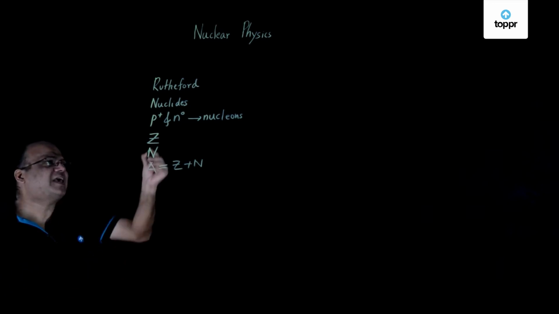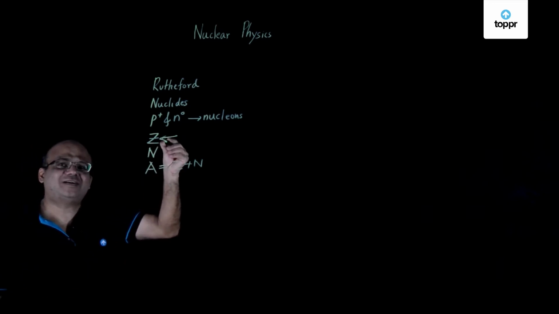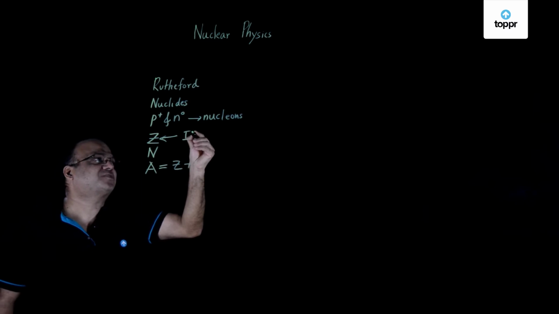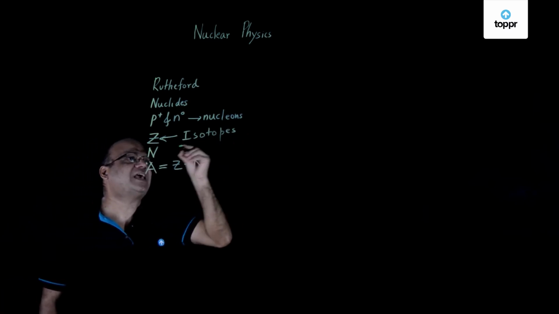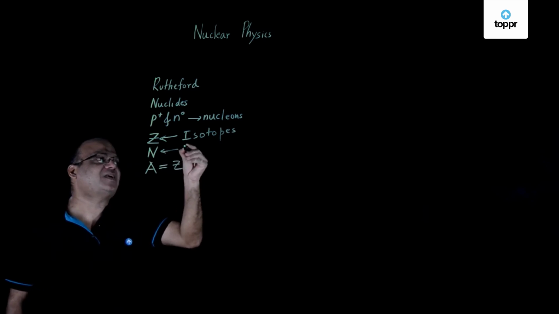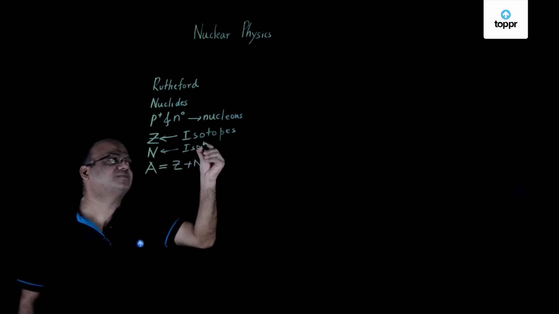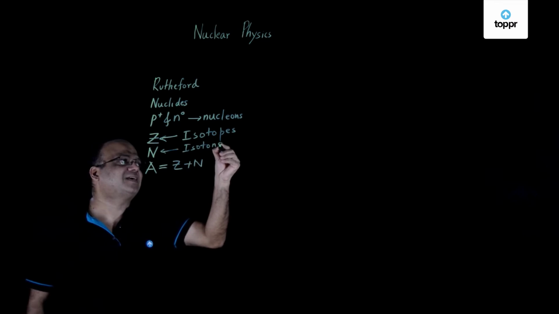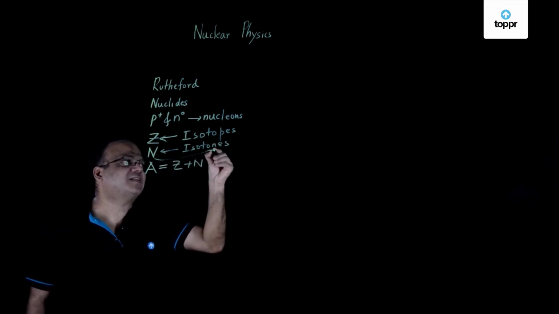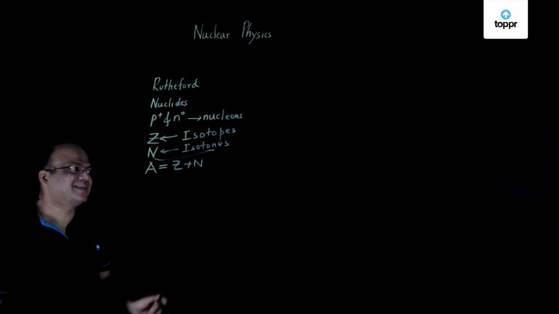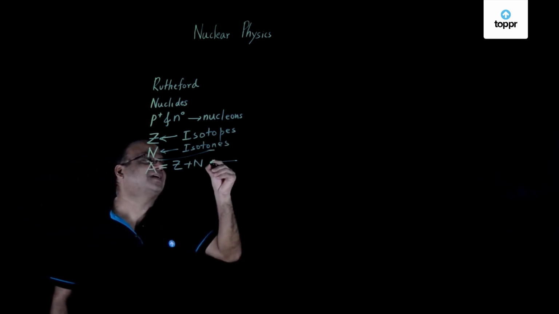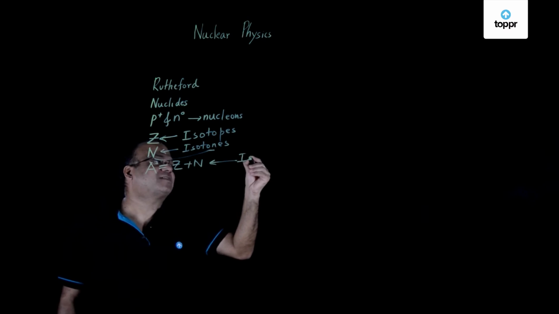Elements with the same Z are called isotopes. Elements with the same N are called isotones. This N should remind you of this N. Don't get confused. Isotones, same N. And same A, they are called isobars.